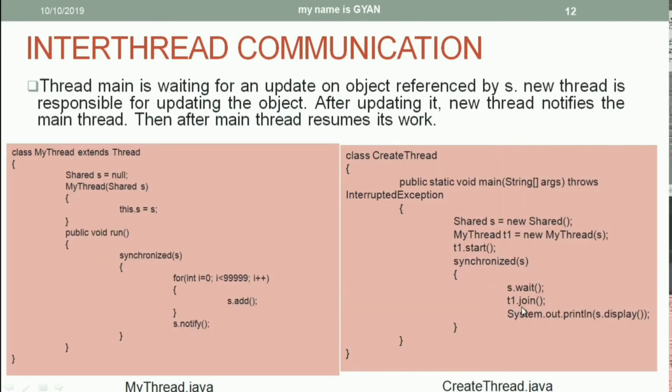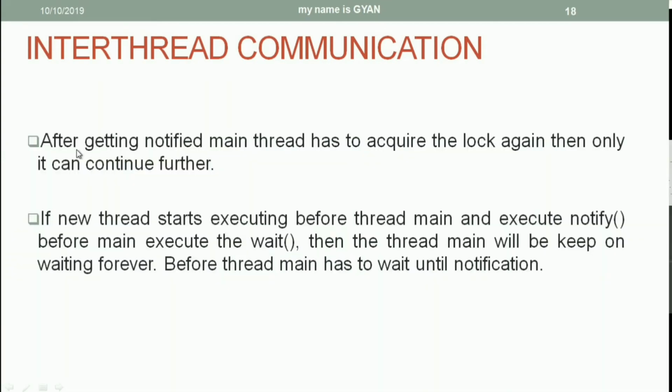So while calling the method join, the thread main will release the lock on an object whose reference is stored in the reference variable s. And while calling the method notify, the new thread will release the lock on an object whose reference is stored in the reference variable s. They are releasing the locks so that the other can use it. They are releasing the locks for each other. After getting notified, the main thread has to acquire the lock again. Then only it can continue further, as we have seen in the earlier slide.